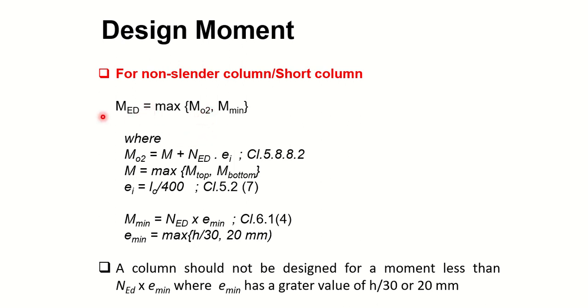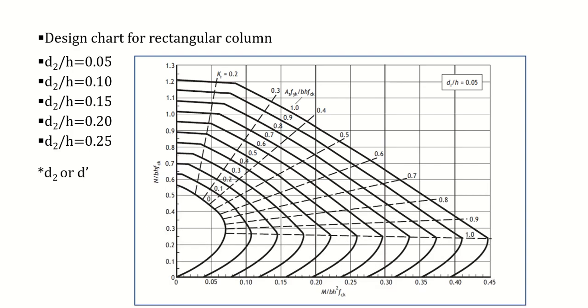Once we get the design moment MED, to design a shear wall as we design a column, we will use a design chart. So what is a design chart? You have learned this in reinforced concrete design in the column topic. This is one example of a design chart. It is based on D2 over H. D2 is just the cover plus half of the diameter of bar.